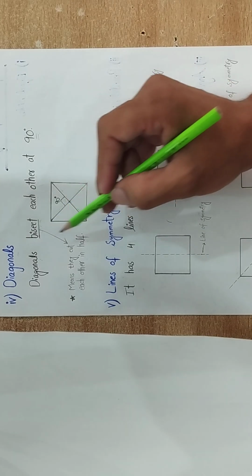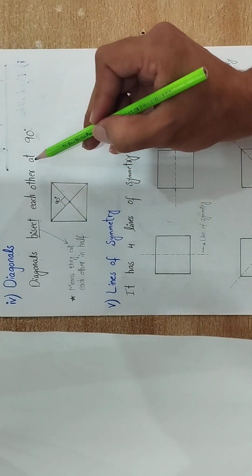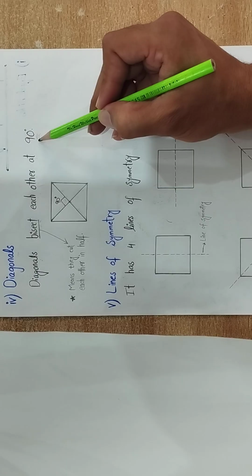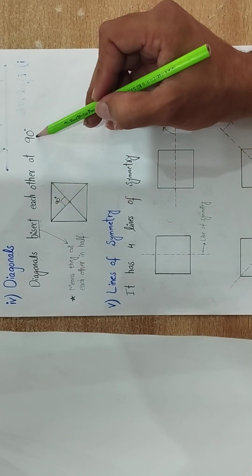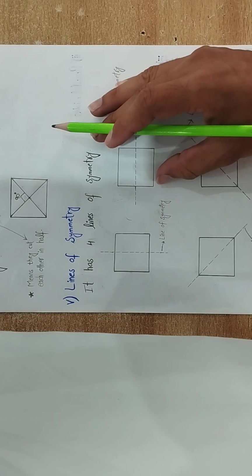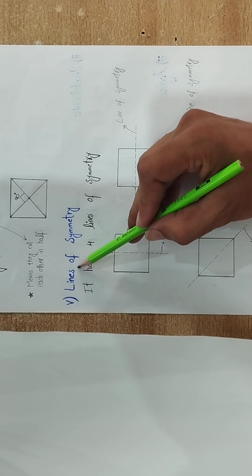I hope you understood this definition. Diagonals bisect each other at 90 degrees. They cut each other in half, and at the point where they meet they form an angle of 90 degrees. Now let's see the last definition. It is lines of symmetry.